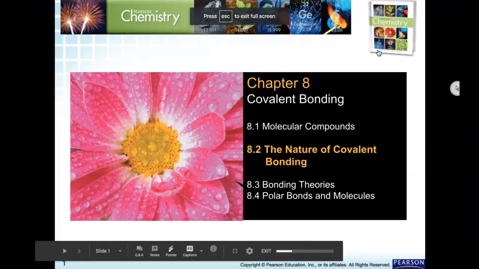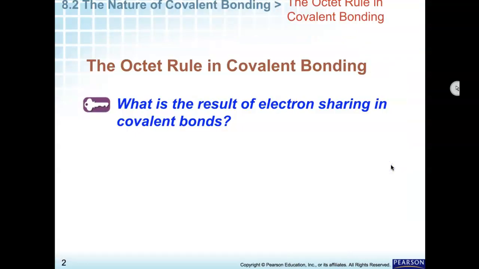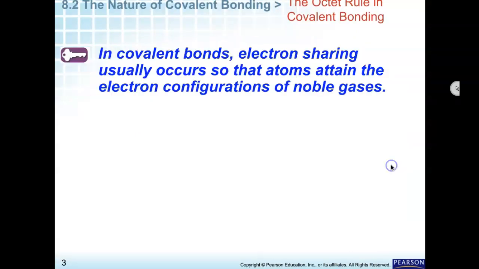Hi, chemistry students. This is Mrs. Mitzik, and we are going to work on 8.2 today, looking at the result of electron sharing in covalent bonds.